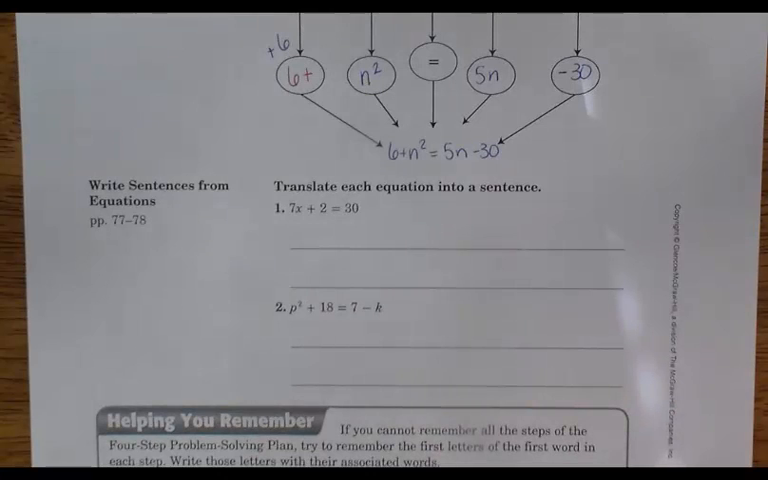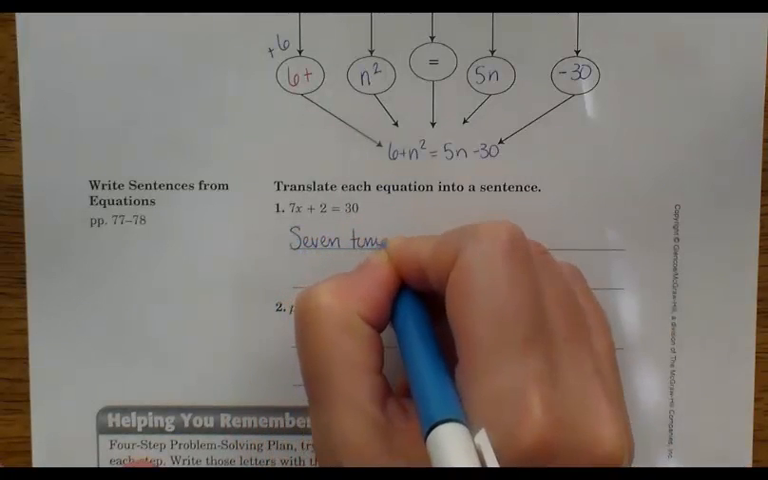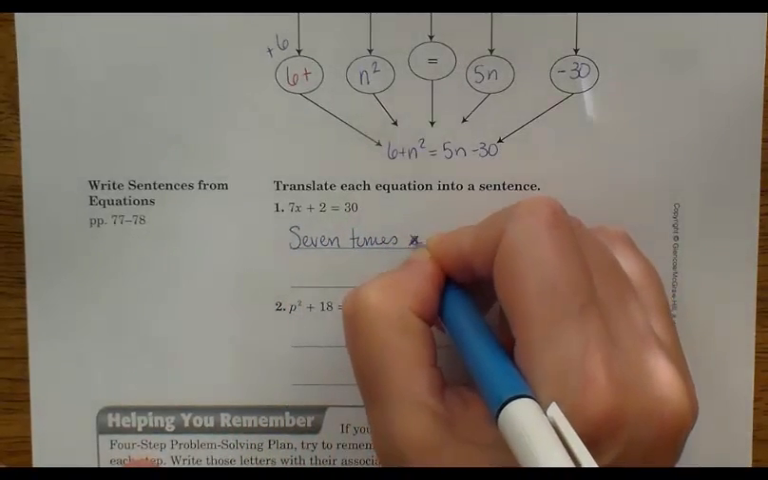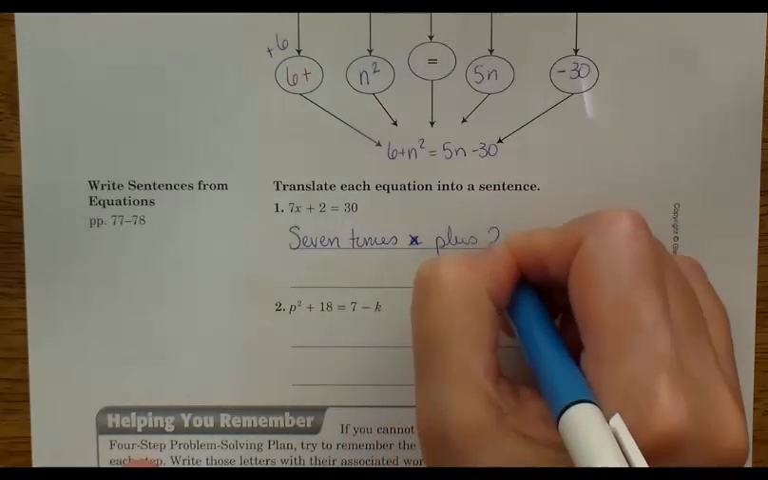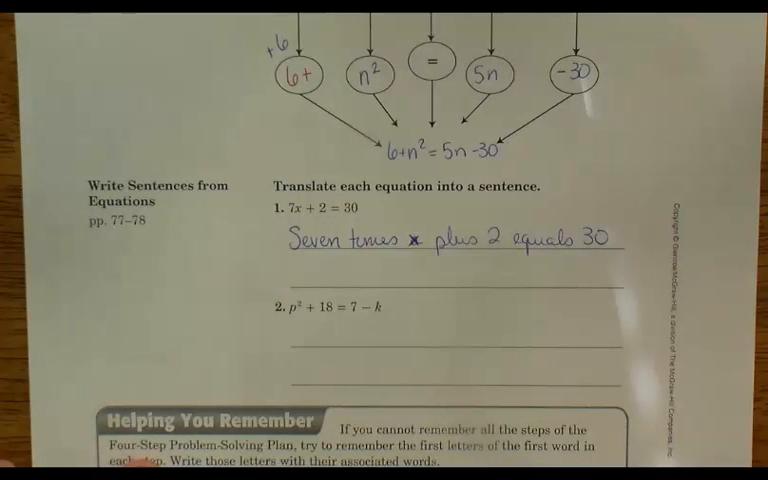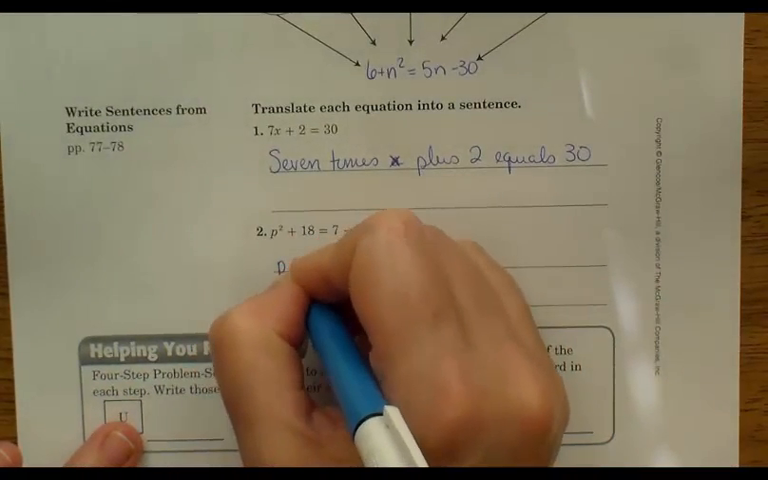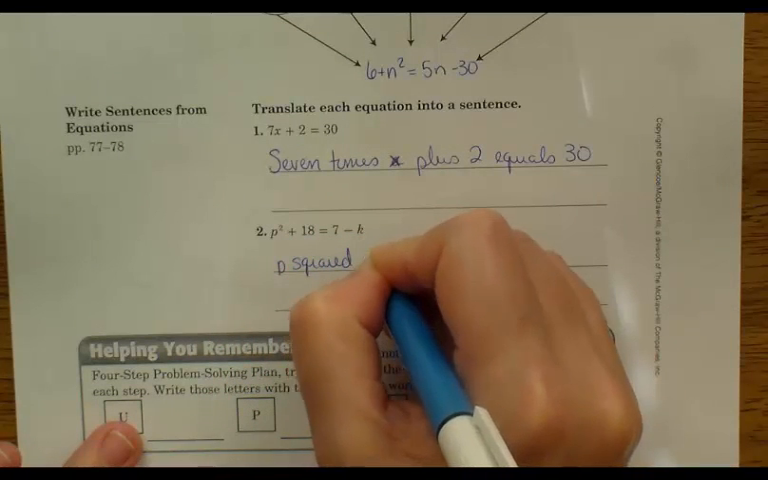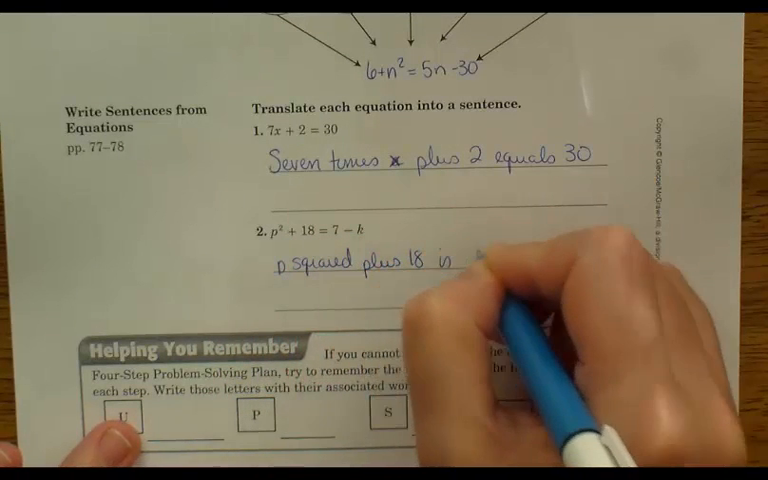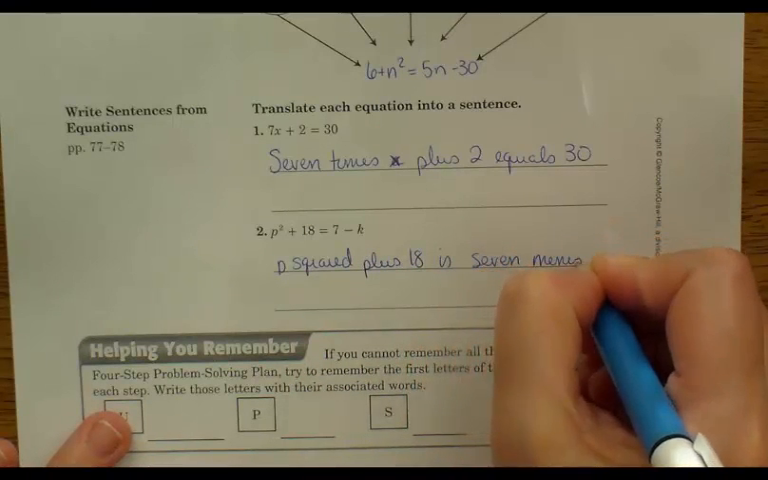All right, translating each equation into a sentence, there are a lot of different correct answers on this. I'm going to go with the most simple translation. 7 times x plus 2 equals 30. And again, there's a lot of different ways. We can make that as complicated or as simple as we want. P squared plus 18 is 7 minus k.